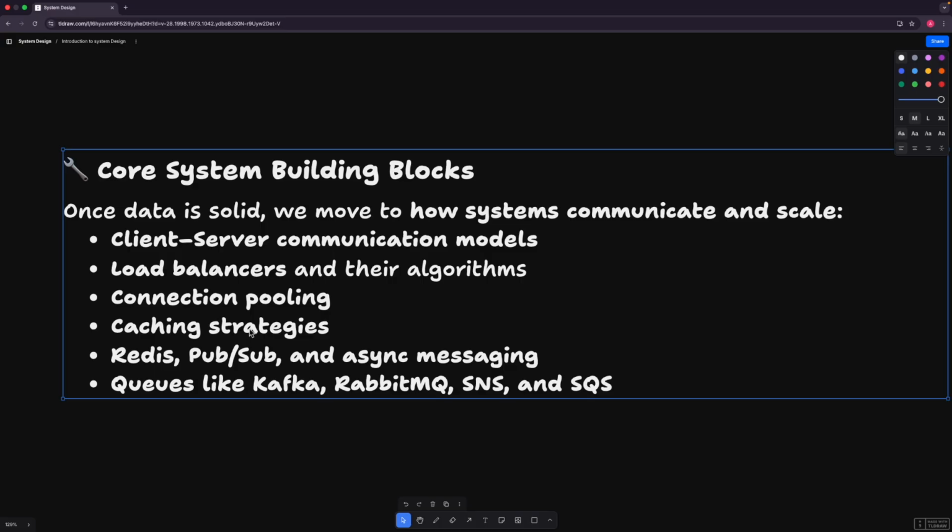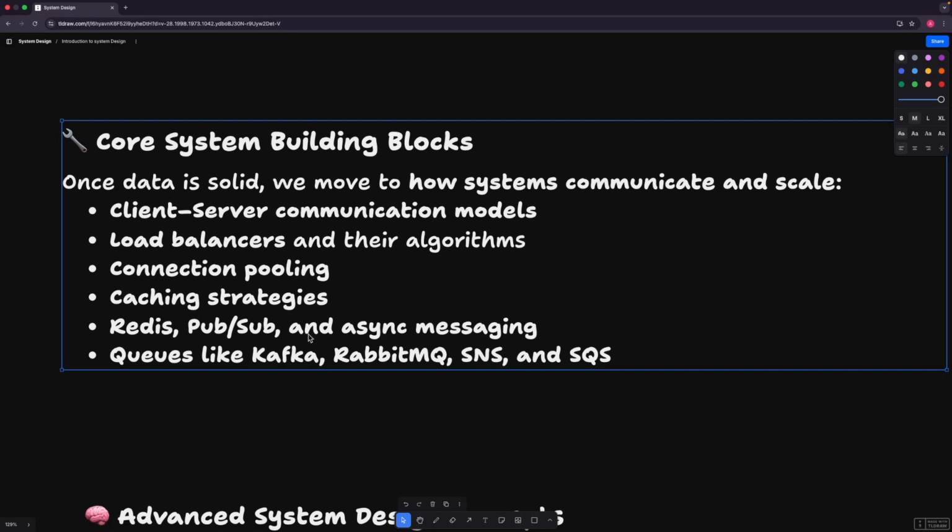Then we'll discuss something that will make our system less frictional, that is connection pooling and caching strategies. In caching, we'll discuss what caching is and the different strategies. Then we'll discuss communication systems, both synchronous and asynchronous, using Kafka, RabbitMQ, SNS, and SQS. Once we touch upon these things, I will show all of them in a hands-on manner. We'll implement a simple demo of all of this that will help you understand how they actually work.